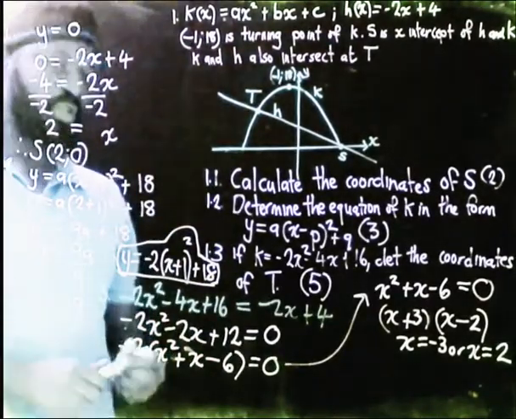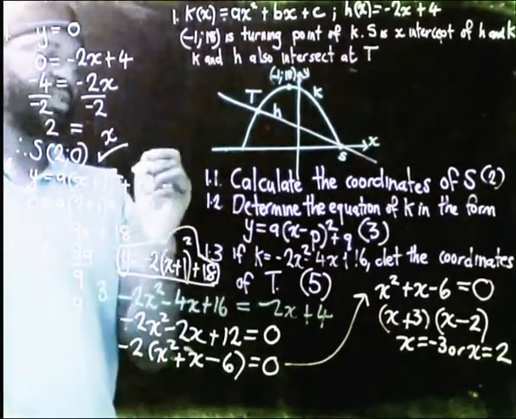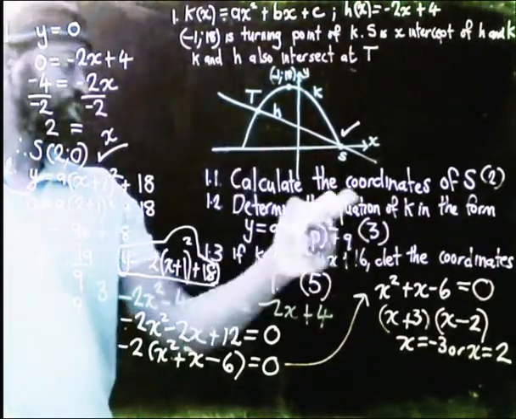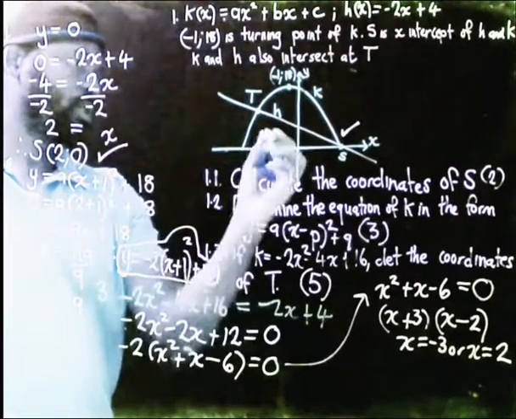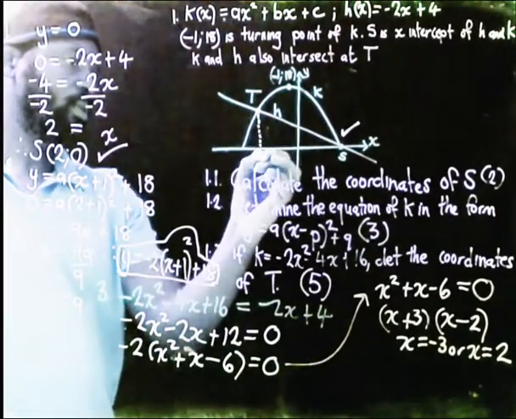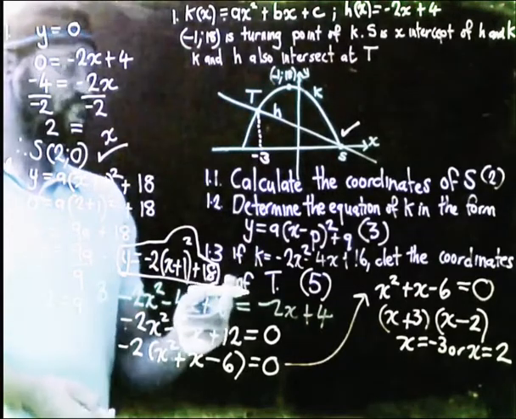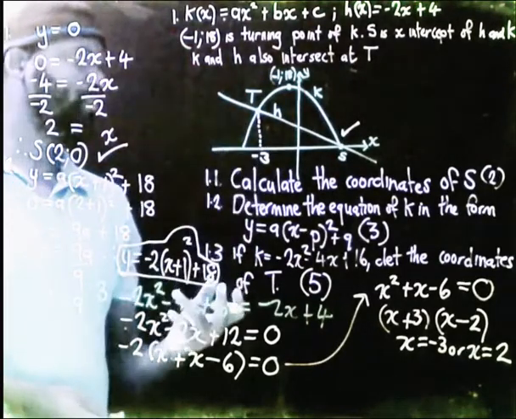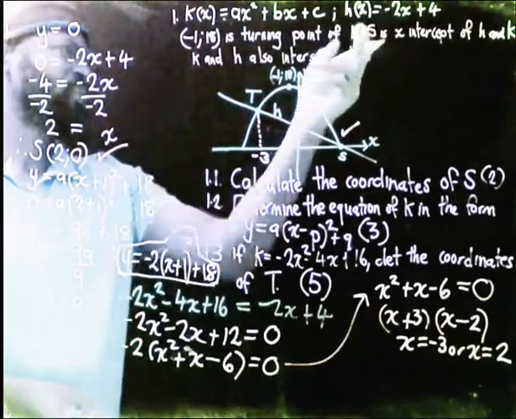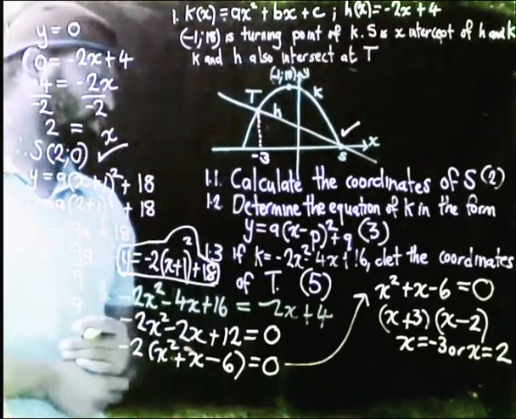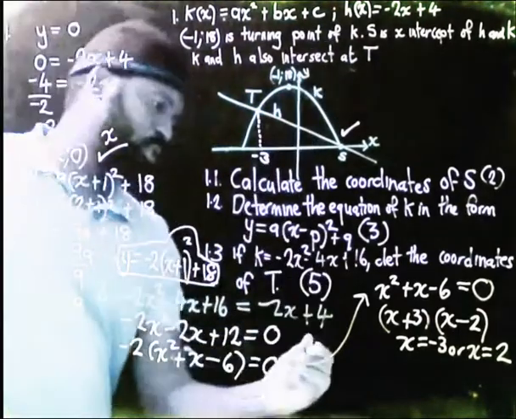But x being equal to positive 2, we've already found that coordinate; that was s. So t must be the other x value, which is the negative 3. But we want the coordinate, so in other words, now we need a y value. To get the y value, just use one of these two functions. I normally go for the easy one.